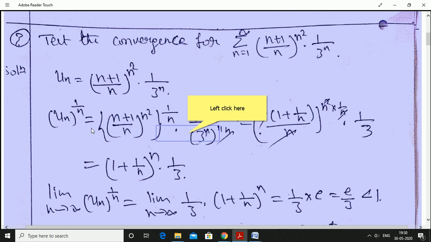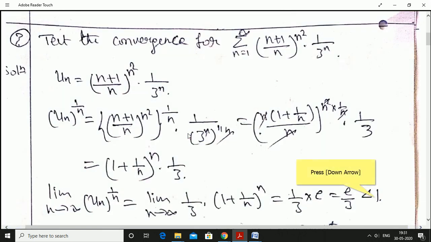un to the power of 1 by n is ((n plus 1) by n) to the power of n square, to the power of 1 by n, into (1 by 3 power n) to the power of 1 by n. Here the n and 1 by n cancel. In the numerator I have taken n outside: n into (1 plus 1 by n) divided by n, to the power of n square into 1 by n. Here n square divided by n, one n gets cancelled. Here also n gets cancelled, and this becomes 1 by 3. So 1 plus 1 by n to the power of n remains, into 1 by 3.